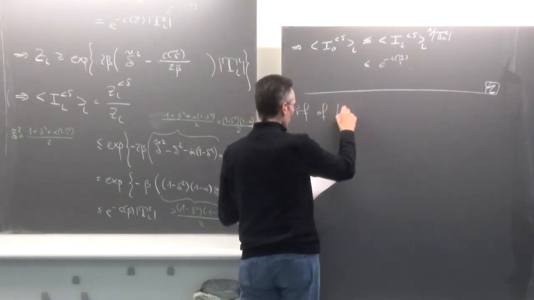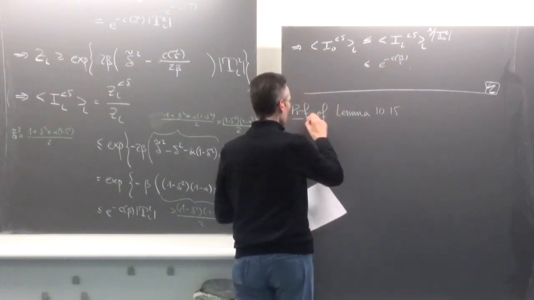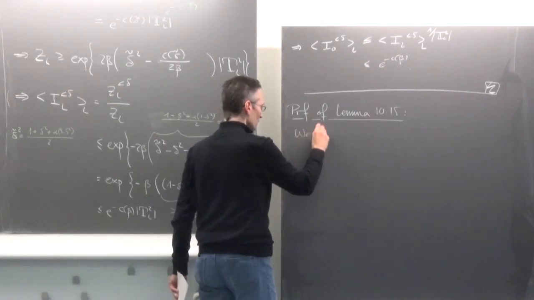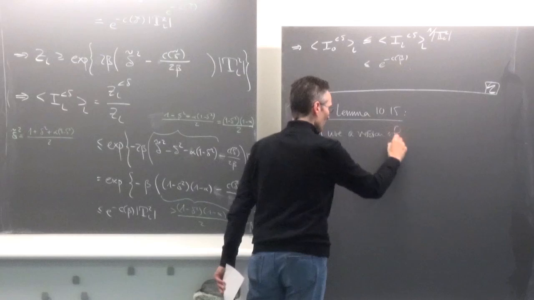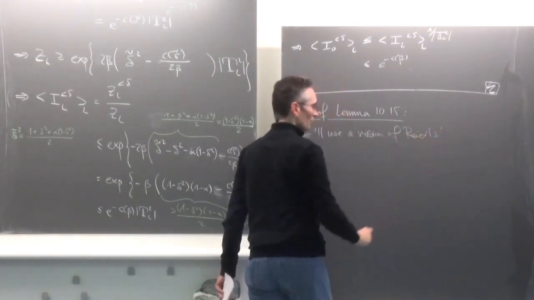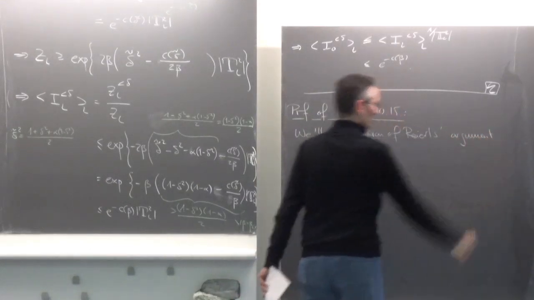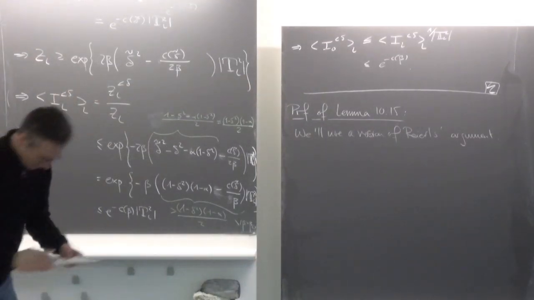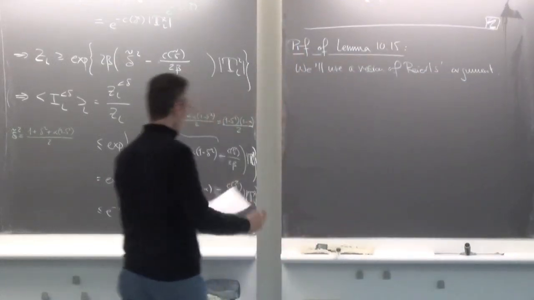So, proof of lemma 10.15. We'll use a Peierls argument, a version of the Peierls argument that should be the third one you see this semester, with the one we saw for the Ising model and the one you saw for the Potts model in Hugo's course. So let's see how to implement it here.